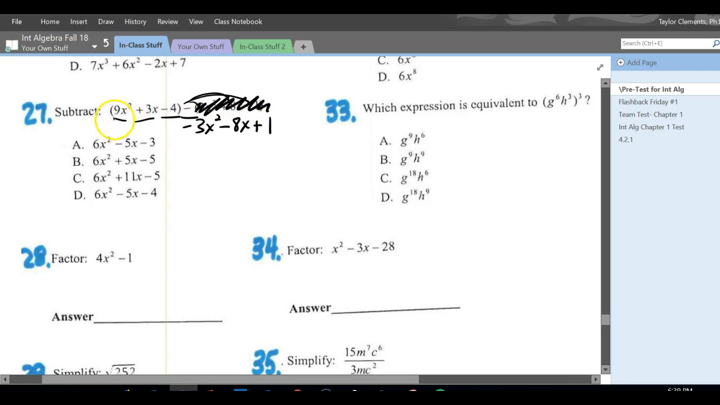And now I'm just combining like terms like we did in the last problem. 9x squared minus 3x squared is 6x squared. I'll get rid of those now. 3x minus 8x, that's -5x. That was weird. -4 plus 1, -3.